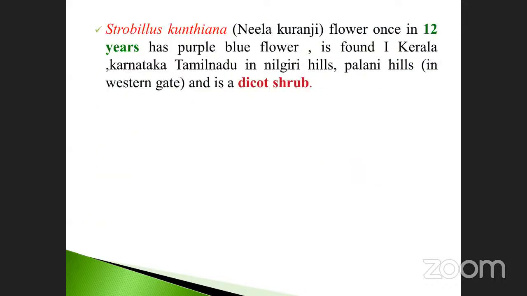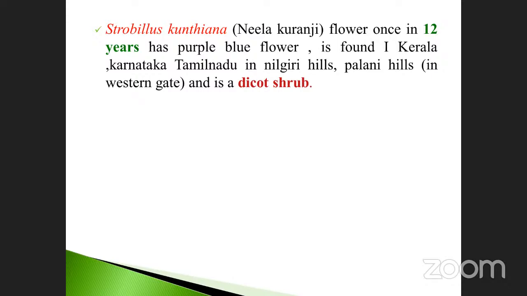The next one is also very, very important. Strobilanthes kunthiana is always called Neelakurinji. In Tamil we call it Neelakurinji, and it grows mostly in Kerala, Karnataka, Tamil Nadu, the Nilgiri Hills and the Palani Hills. Particularly, it is found in the Western Ghats.